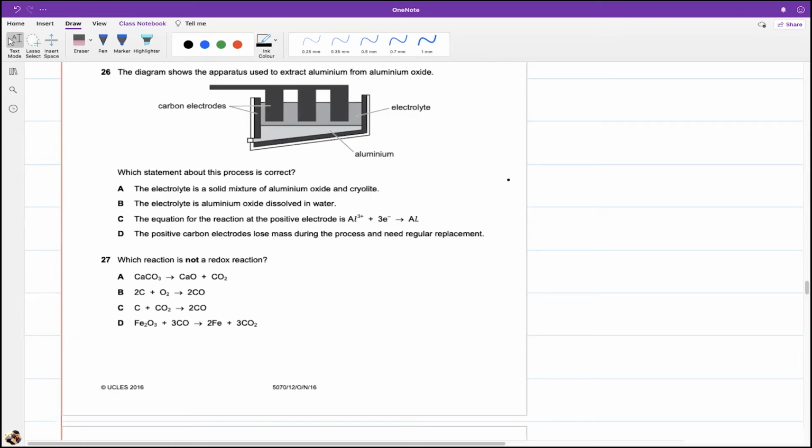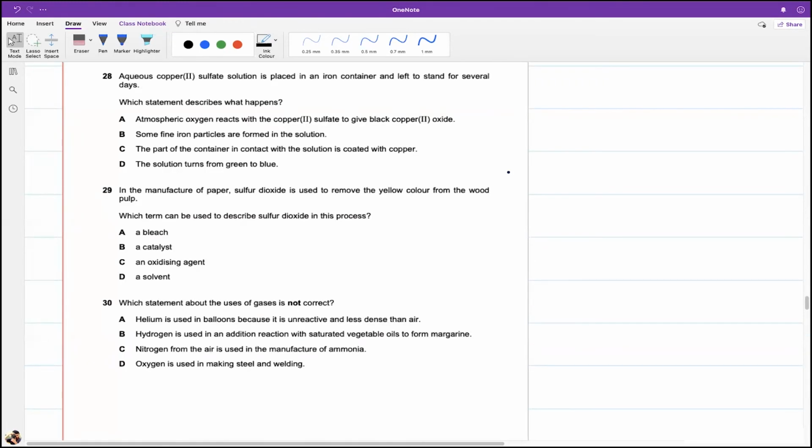Which reaction is not a redox reaction? Okay, let's see. Redox reaction को identify करने का एक बड़ा simple सा तरीका मैंने आपको बताया था. If there is an element on either side of the equation, it's a redox reaction. So C has carbon and oxygen. Sorry, carbon. B has carbon and oxygen, both elements. D has iron element. So A is the one that is not redox. A is decomp.